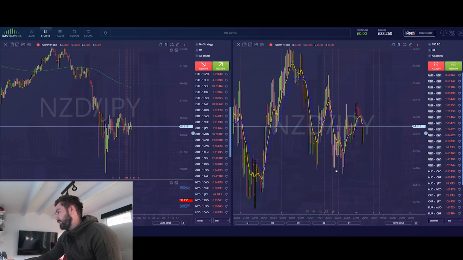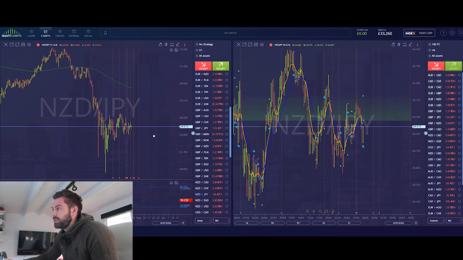New Zealand dollar, Japanese yen, what's going on here? Again, same sort of situation. This trade hasn't triggered though, but it is a bit high into the phase. So as you can see here, there's a support line here at 63.690, and the resistance line is just looking at probably about 65.650 possibly, but it all depends on the setup.